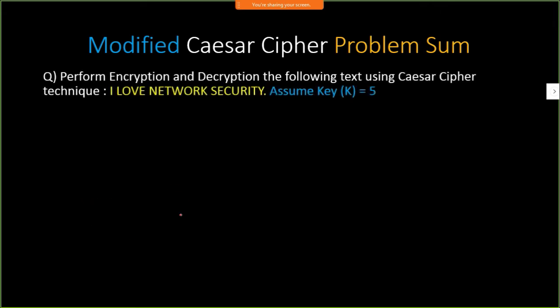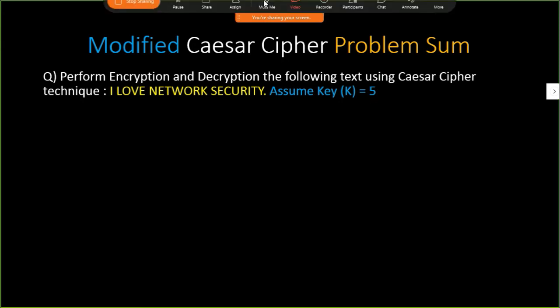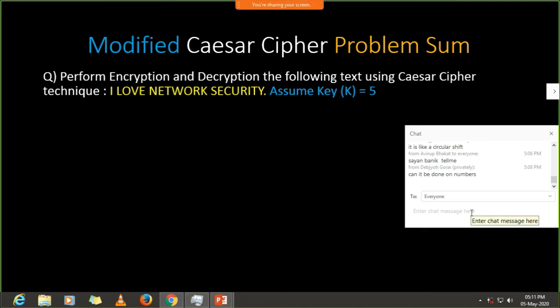So solve the problem. If the assumed key is 5, modified Caesar cipher: I love network security. Assume the key is 5. So solve this.